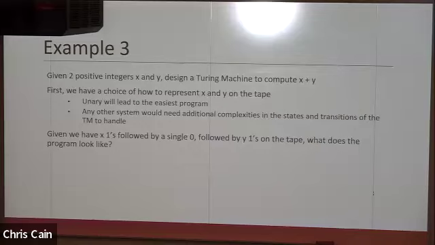We have some answers. Anyone still working and wants a little bit more time? Take a little bit more time.